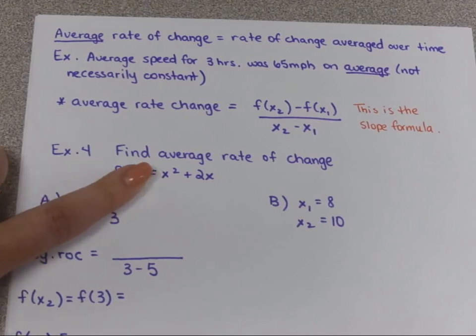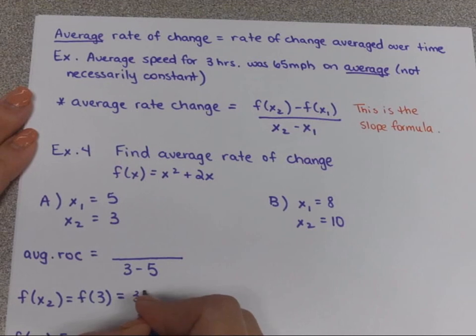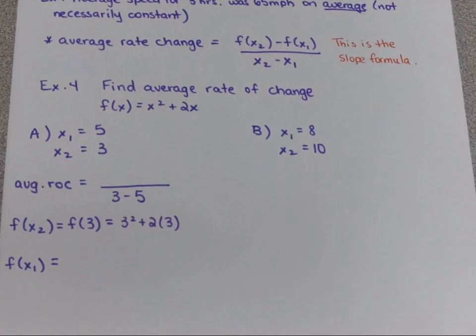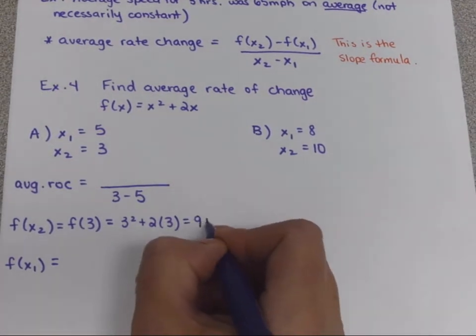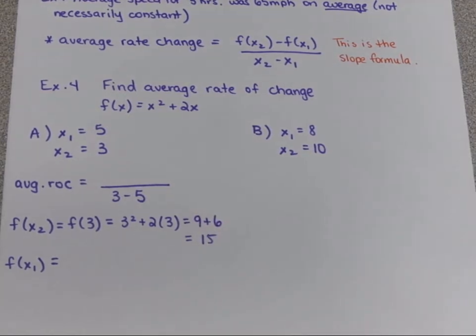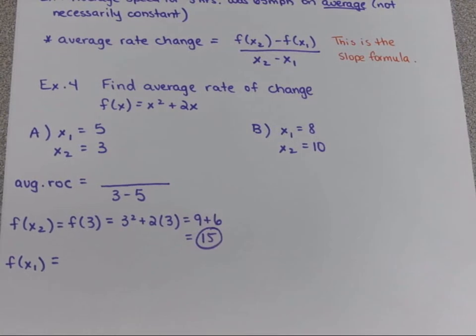So instead of x squared plus 2x, we're going to have 3 squared plus 2 times 3. Do exponents first. Sorry about that, let me move that up. Exponents first, so we'd get 9 plus 6, so what do I get? 9 plus 6 is 15. Okay, so I'm going to circle that. I'm going to use that in my fraction above.